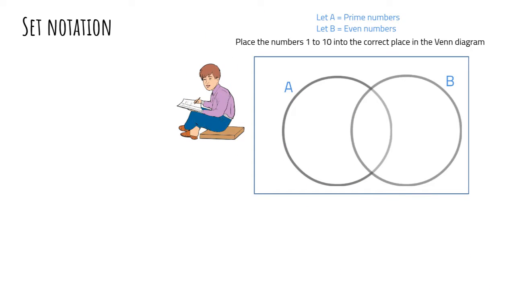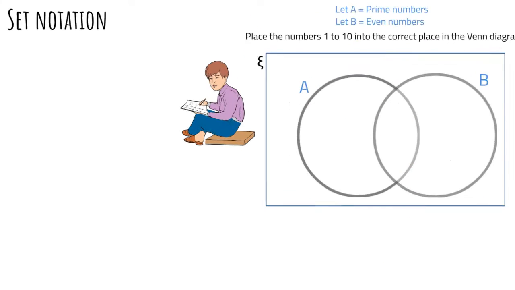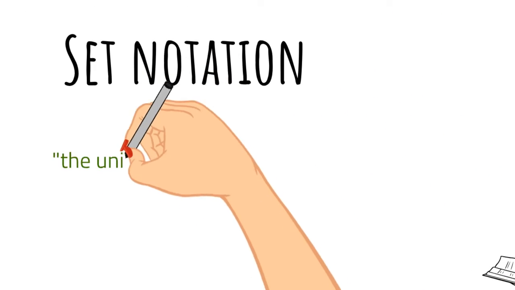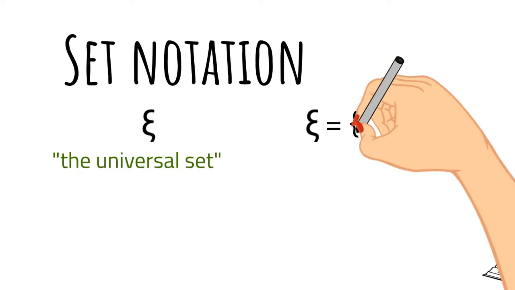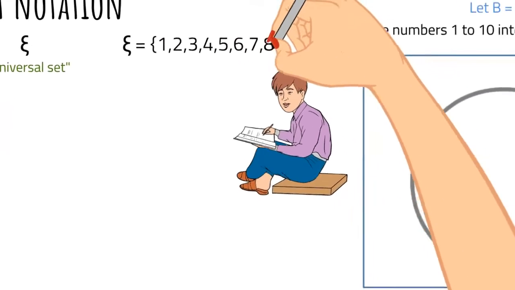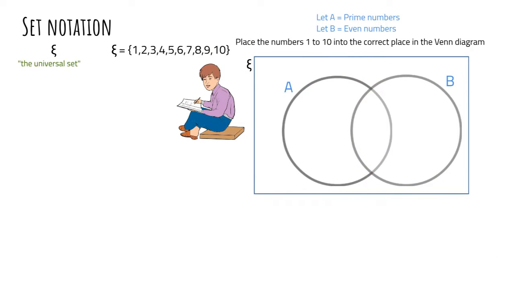You'll notice that the two circles are contained within a rectangle. And just like we've labelled the two circles A and B, we're going to label the rectangle with this symbol. And this symbol means the universal set. And it means everything considered in the problem. In this case, all the numbers 1 to 10. Now we need to decide where in the rectangle each of those numbers go.